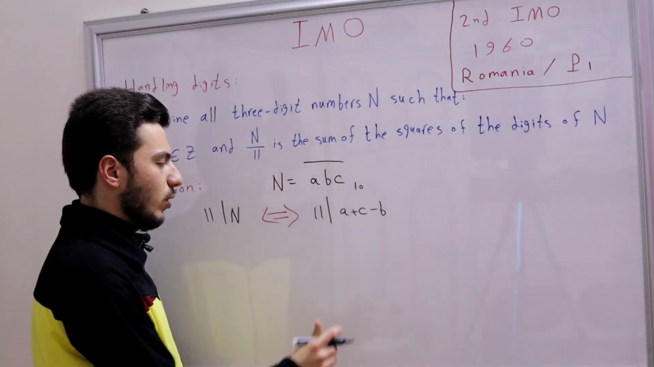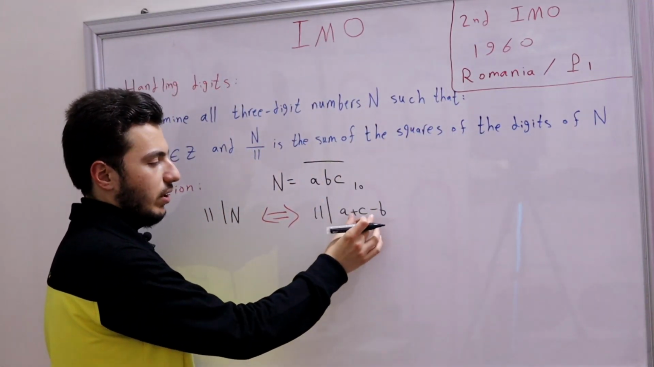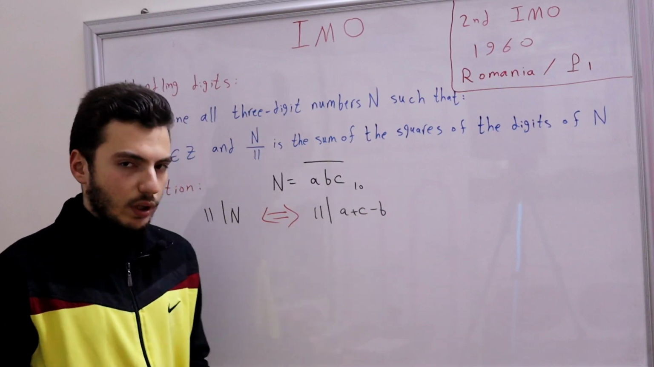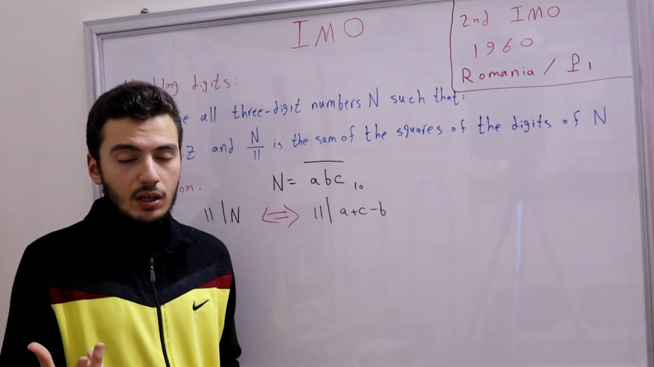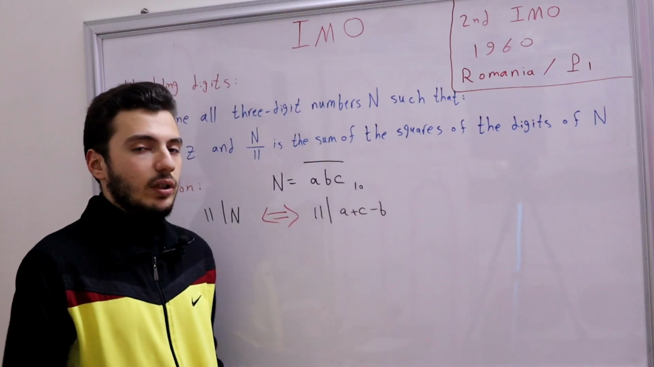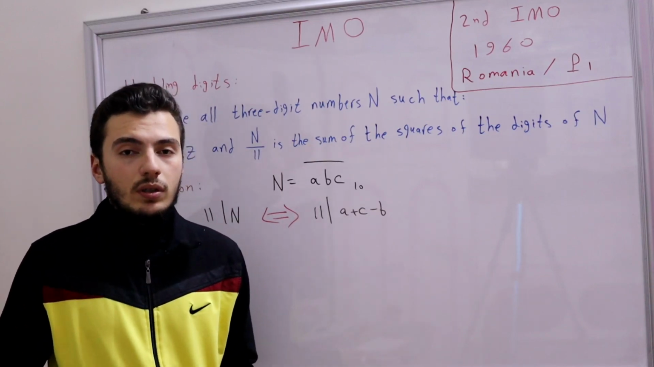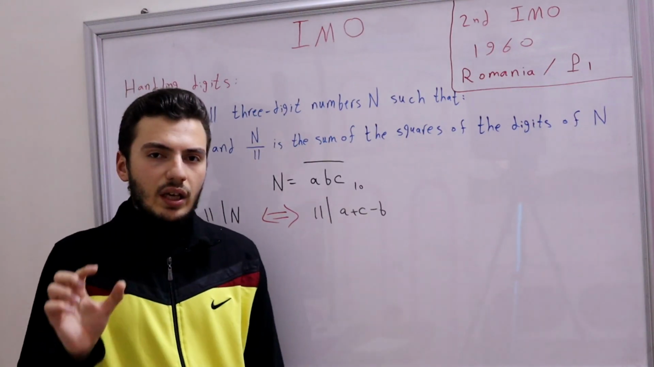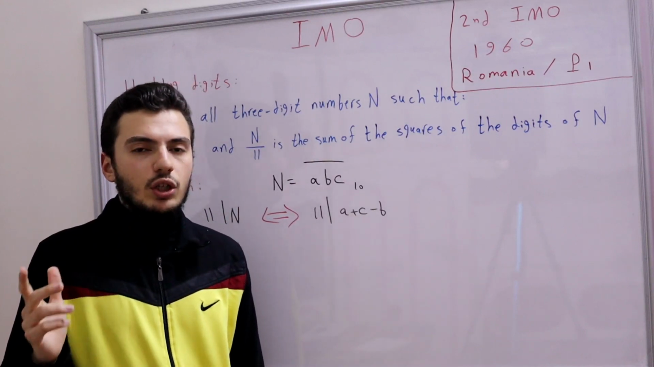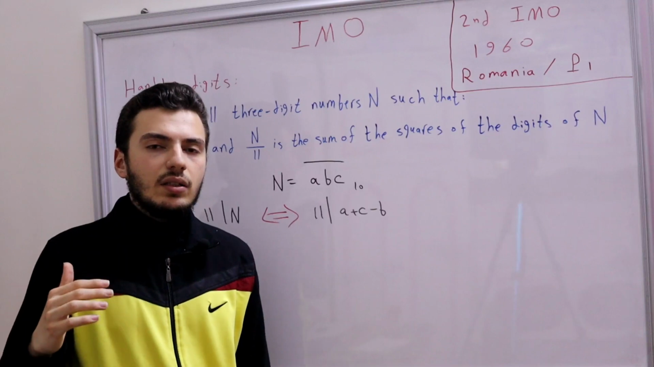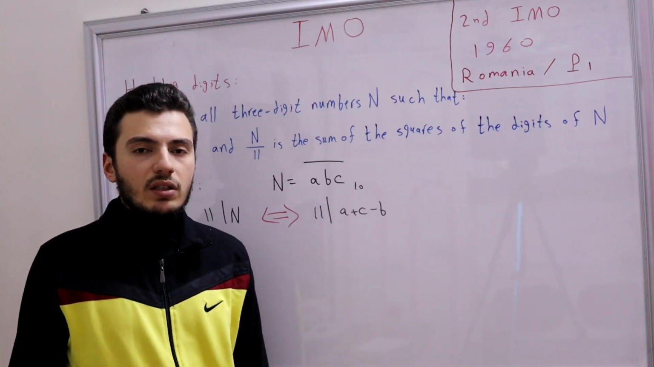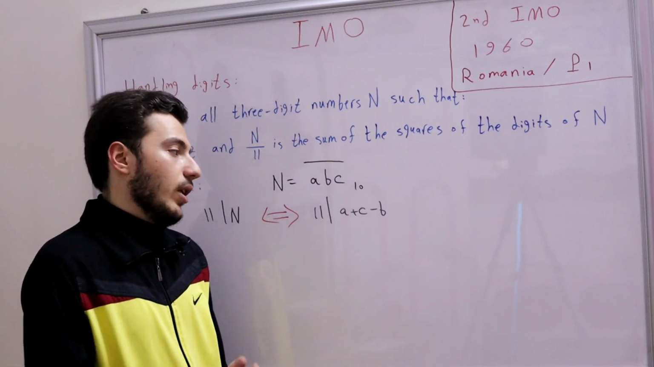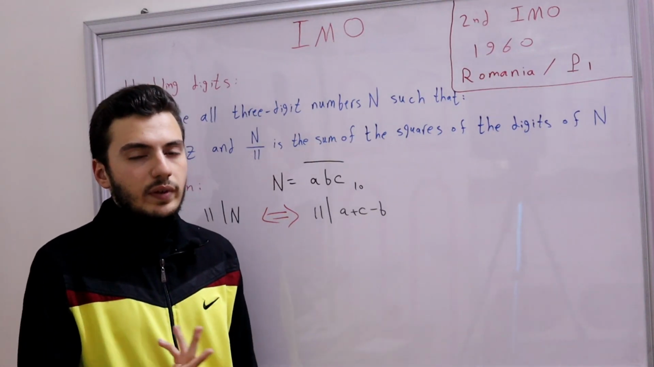As we said, 11 divides a plus c minus b. But what does that mean? Well, that simply means that a plus c minus b is a multiple of 11, right? So for example, it can be 0, it can be 11, it can be 22, something like that, because it's a multiple of 11. But remember that a, c, and b have only a small range, because they are digits. They cannot exceed 9, and they cannot go below 0. If we put that in mind, we can immediately get a very nice result, which can make our solution pretty simple.